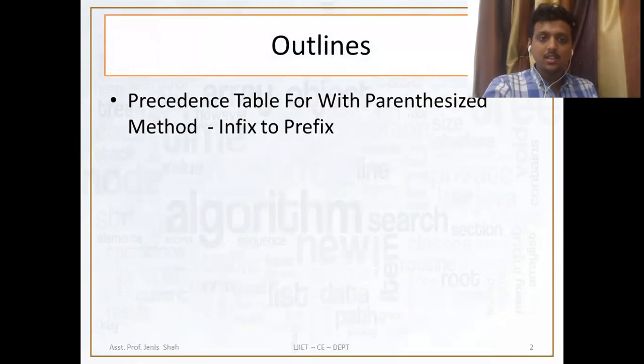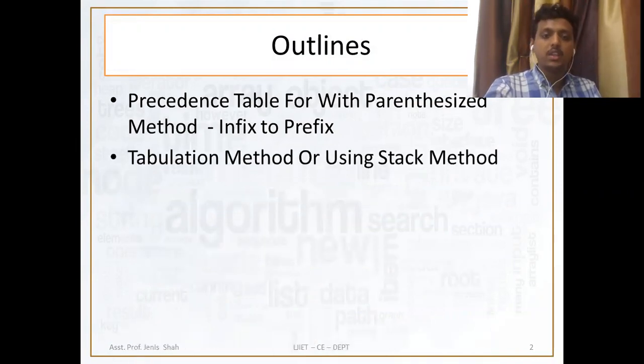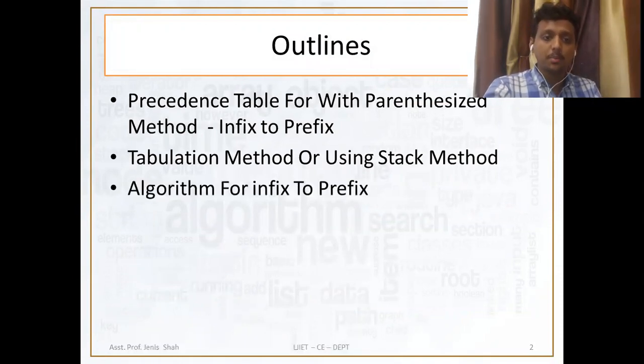Today's outline. First, we will understand the difference in the precedence table for the parenthesized method for infix to prefix expression. Then we will see the tabulation method, or using the stack method. And the last topic is the algorithm for infix to prefix conversion.